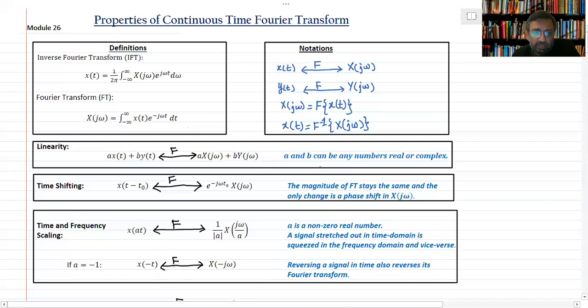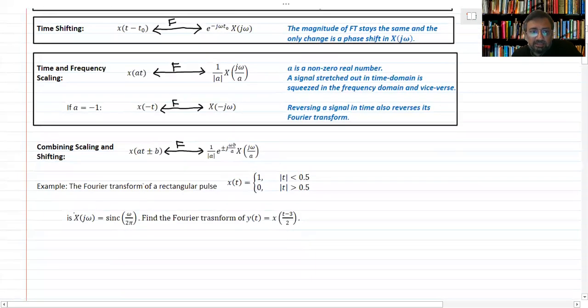As a consequence of time and frequency scaling, we can also know what is the Fourier transform of a time reversed signal just by putting a equal to -1 in this property, and we can see that reversing a signal in time also reverses its Fourier transform. We can combine scaling and shifting as well, and if we do that, here is how the Fourier transform of a scaled and shifted signal will look like.